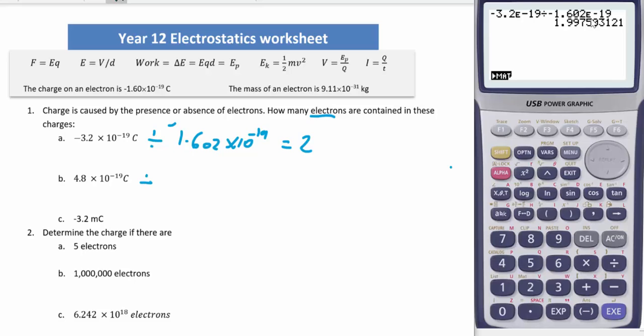This is a positive number, and so when I divide by minus 1.602 times 10 to the minus 19, I'm going to be getting a negative number, and so it's actually an absence of electrons, so there are more protons than electrons. And so I get 3 more protons than electrons and 2 electrons for that one.